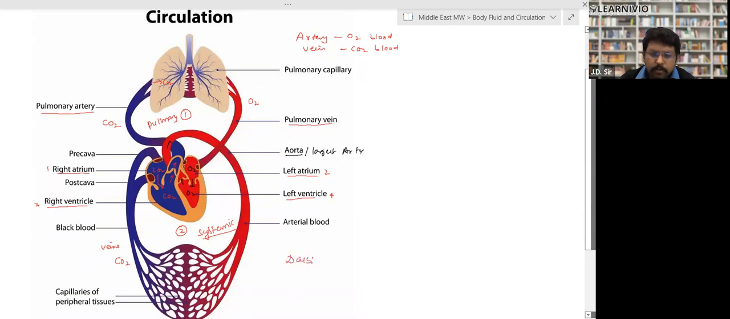So why is it called double circulation? Because it takes two circles. The first circle is called pulmonary circulation, and the second circle is called systemic circulation. And this kind of circulatory system is called the double circulatory system. Please note it down.